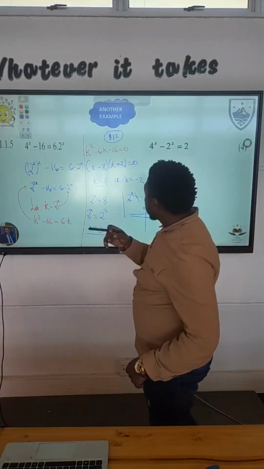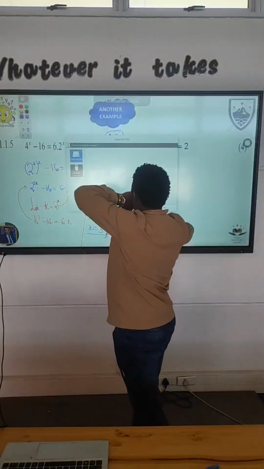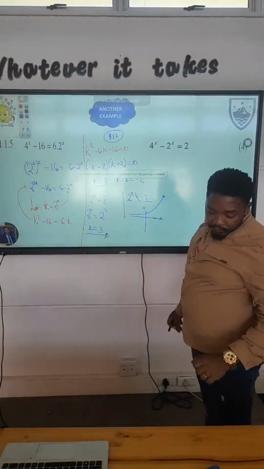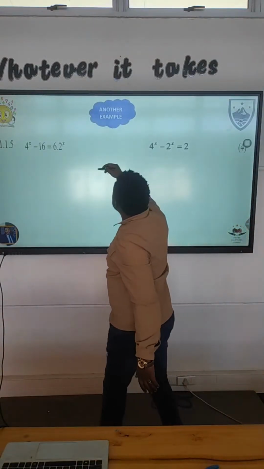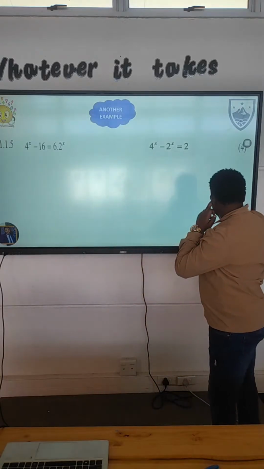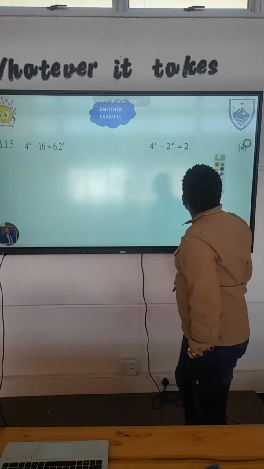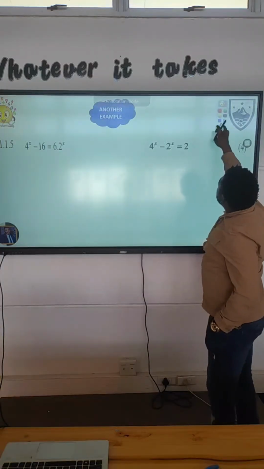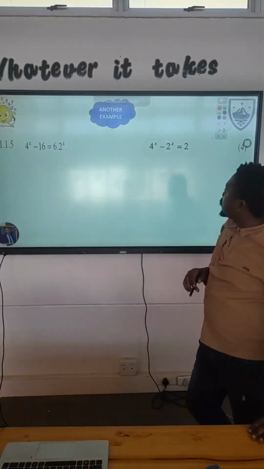Alright. Okay. So I'm going to end this material. So we can be able to solve this one on the right. Alright, the one on the right. Let me just use the whole space. The one on the right also looks very simple, very straightforward, but it's not. It's 4 to the power of x minus 2 to the power of x equals to 2.